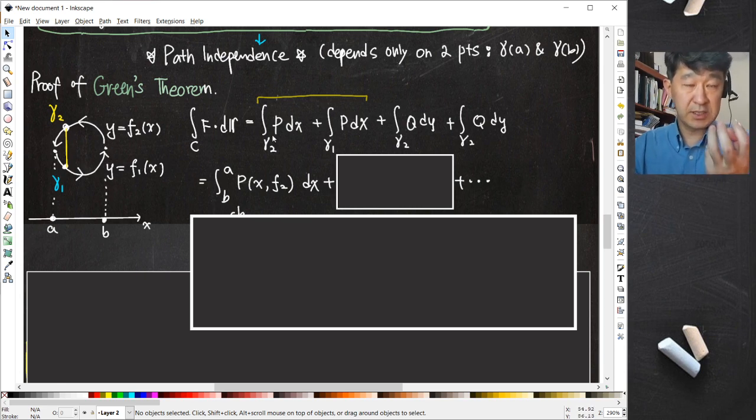And p is a two-variable scalar function, only the x component of the vector field. So x is the parameter, and y is parameterized by this formula, f2(x). So that line integral, one important piece of the line integral, translates to a one-variable integral like that. For gamma 1, that curve starts from A to B, so it's the usual orientation for x.